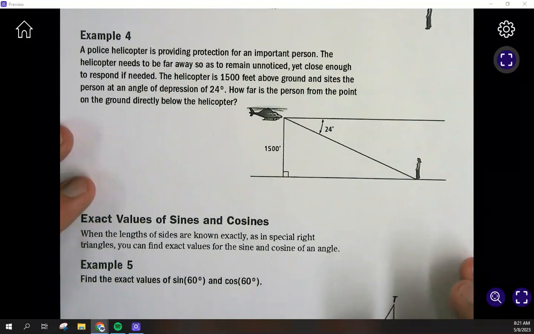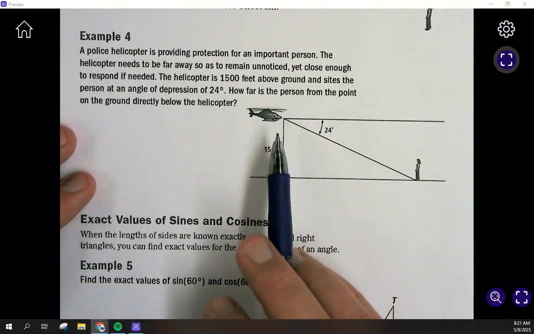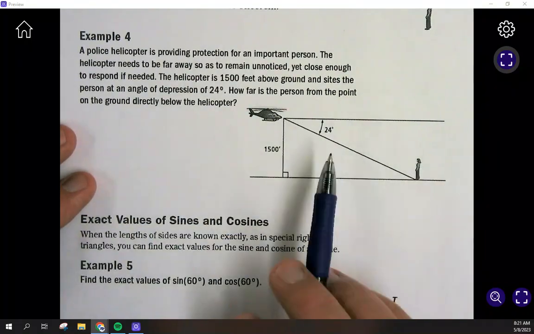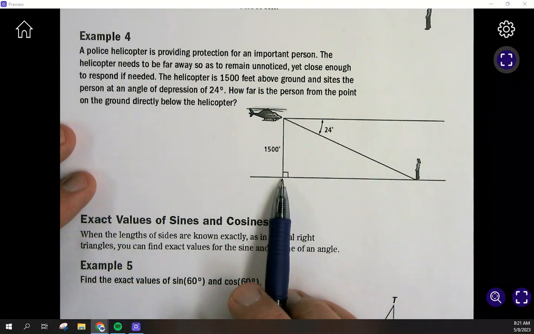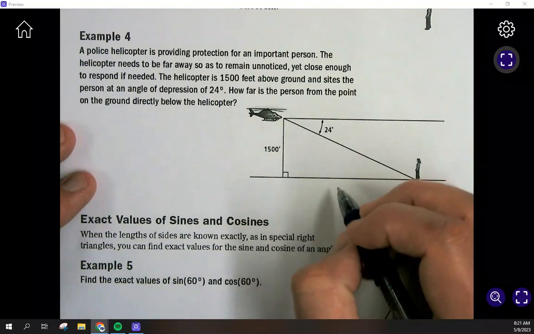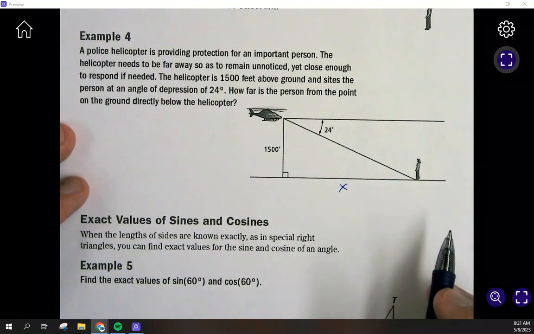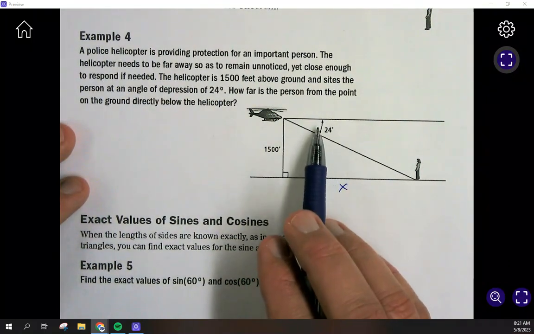Example number 4. You have the helicopter. It's following this person, blah, blah, blah. It's going to give you a whole situation. They want you to see how far is this person to directly under the ground of the helicopter. So you're looking for X. The angle of depression is 24 degrees.